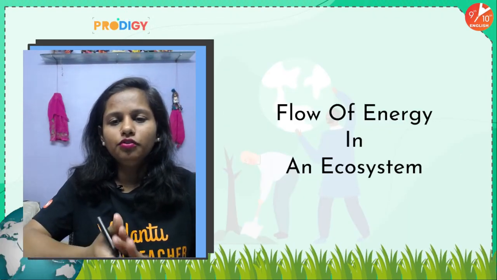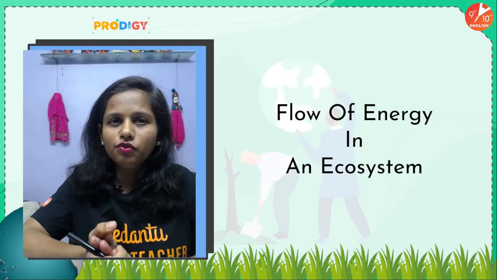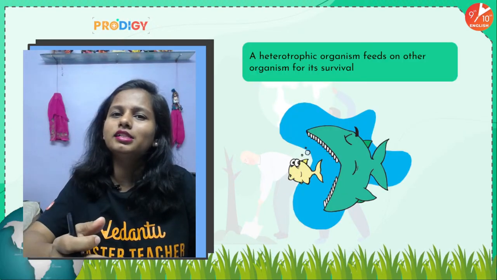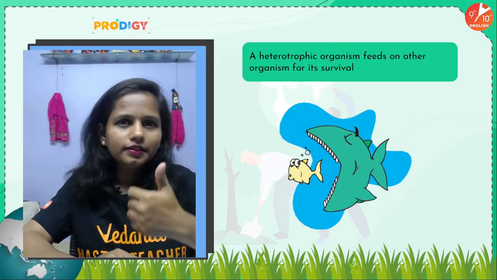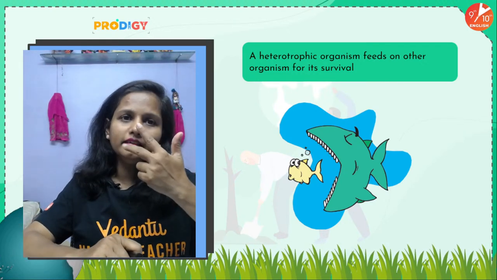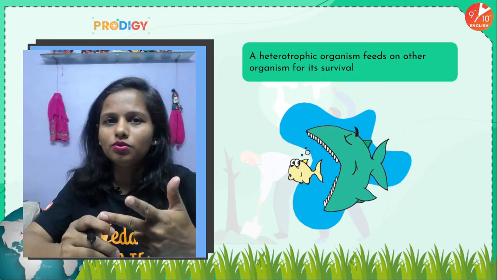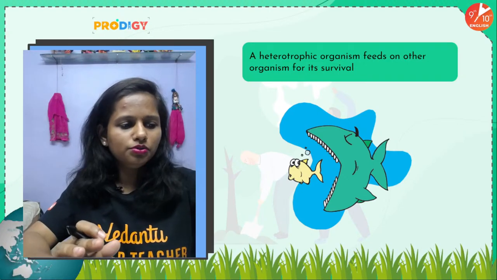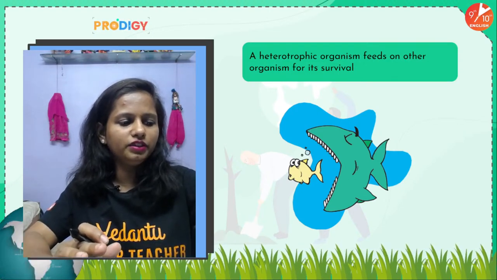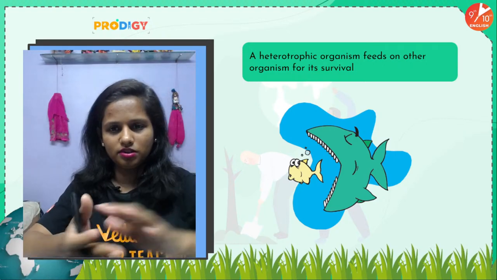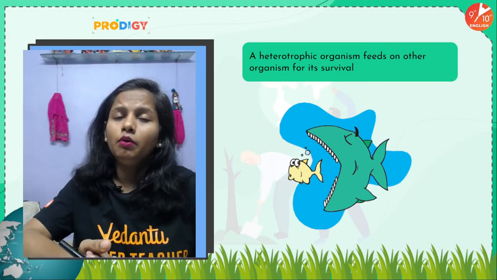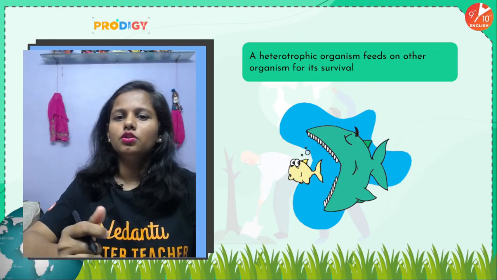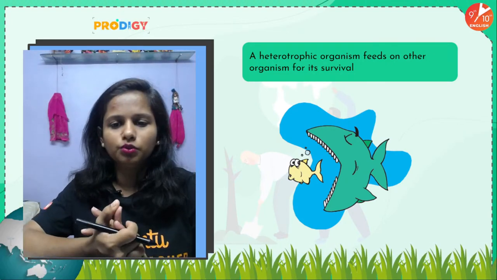So first thing first, let's talk about the flow of energy in an ecosystem. But to understand that, we need to understand that there are producers, then there are consumers, and then there are decomposers in an ecosystem. Am I correct? Producers, consumers and decomposers. These are the three different components which exist in an ecosystem, the biotic components. Now, consumers are herbivores or carnivores or omnivores.